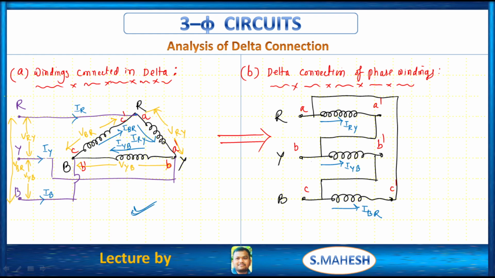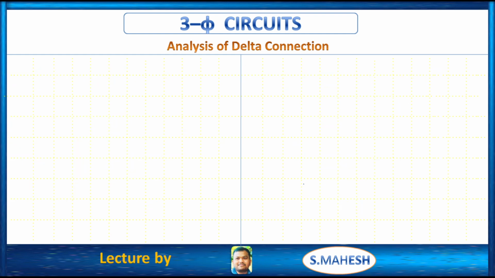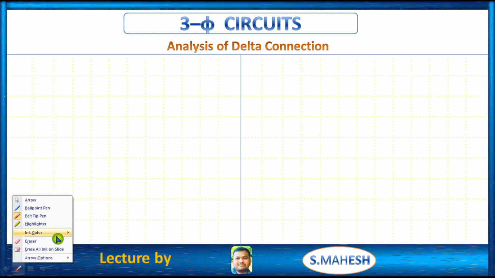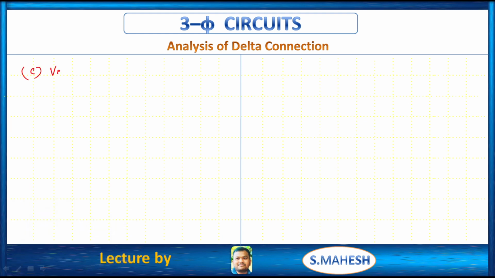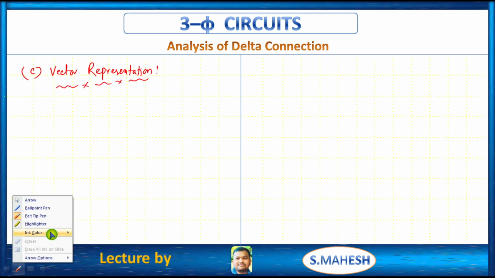So this is one type of connection. We can draw this delta connection in another manner. This is another manner. Now we can discuss the vector representation. Okay, that heading is what? Vector representation. How can we represent the three vectors? So let us consider phase currents.